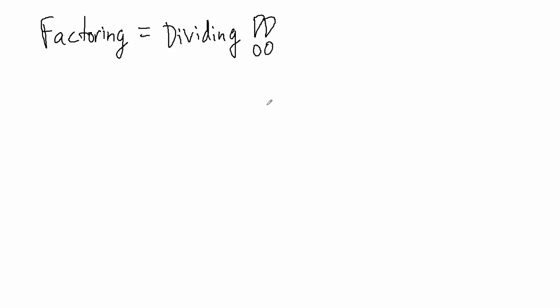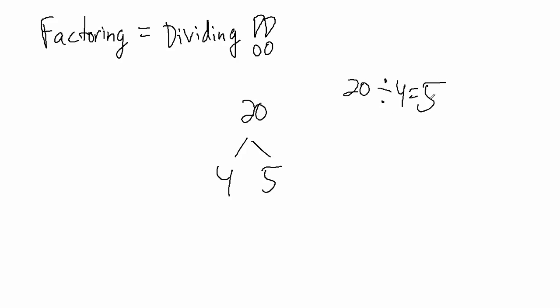Well, remember when we did our factor trees way back in one of the earlier videos, and we said 20 is 4 times 5. So what are we doing? We're splitting up 20 into its factors. 4 and 5 are factors. But what did we do? We took 20 and we divided it. So we know 20 divided by 4 equals 5. Okay, so 4 and 5 are factors of 20 here. 20 divided by 4 is 5.